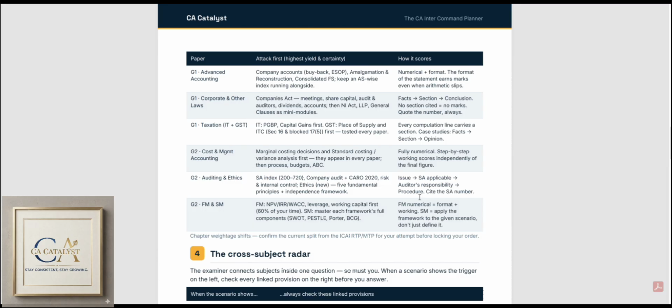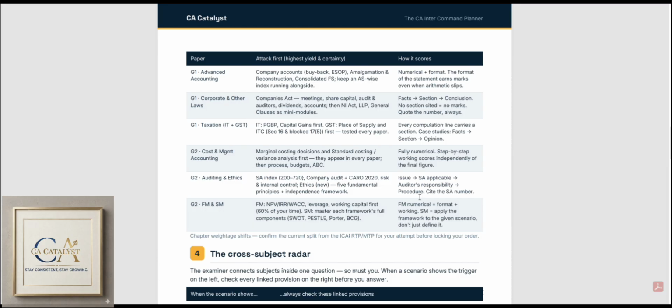Now how will you score that? Because this is numerical, you should have a format in which you are writing. When you practice, you will get the format as a concept note. You should be writing, okay, this is the format I need to follow, this is the working note, this is the assumption. Apply the framework given to each of the scenarios, and don't just define it. In each of the small scenarios, you need to put this format across, with the working note and everything.